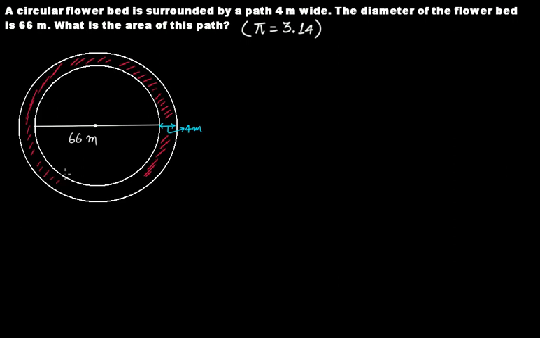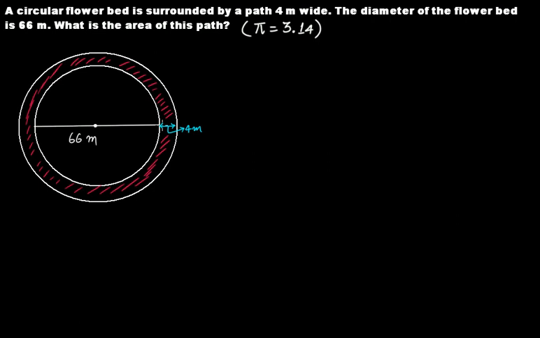What information do we have? We have that the diameter of this flower bed that is enclosed within this small circle is 66 meter, and it's given to us that the path is 4 meter wide. So that's really very simple. We can see here two circles, one larger and one smaller, right? If the diameter of the smaller circle is 66 meter, can we calculate the diameter of the larger circle? Yes, that's really very easy.